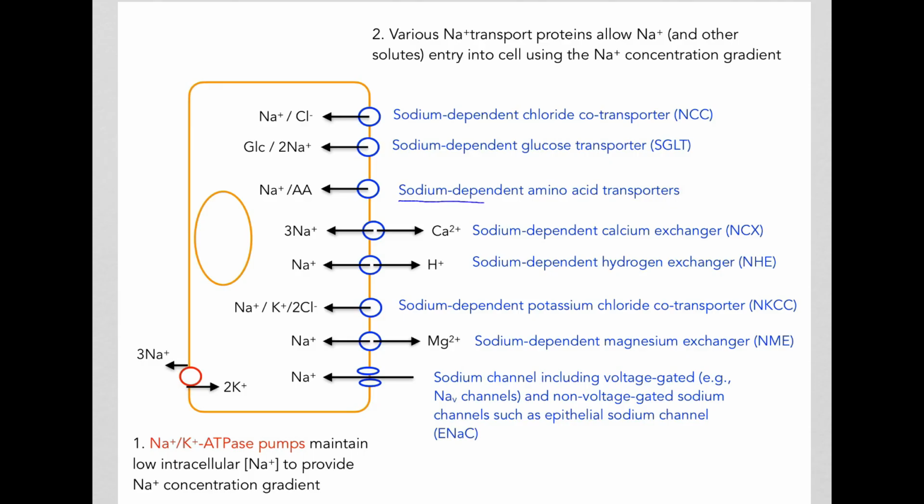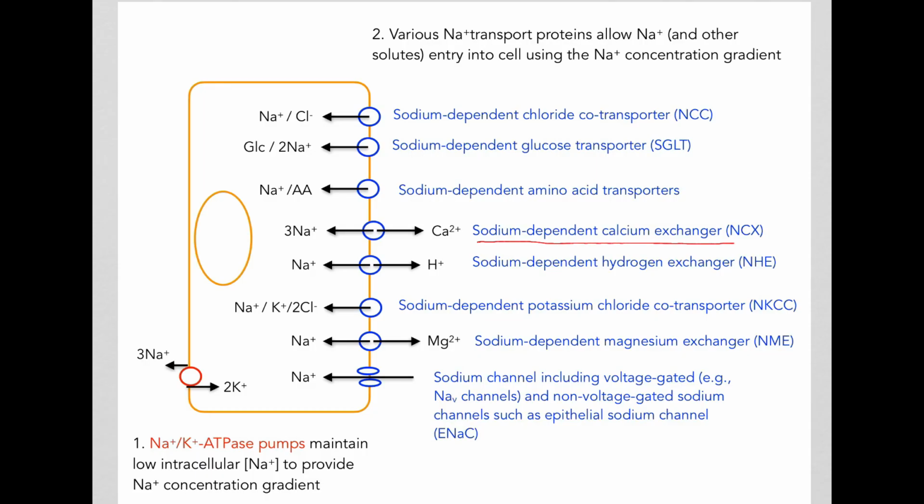Proteins called sodium-dependent amino acid transporters. As the name suggests, these proteins not only bring in sodium, they use the sodium concentration gradient to bring in various amino acids. Then we have the protein sodium-dependent potassium chloride co-transporter. This protein brings in not only sodium, but also potassium as well as chloride.